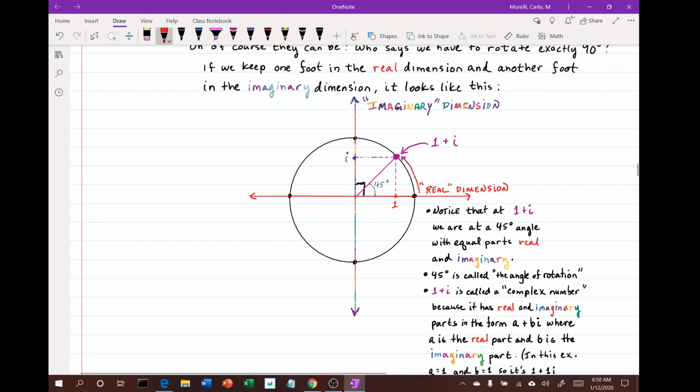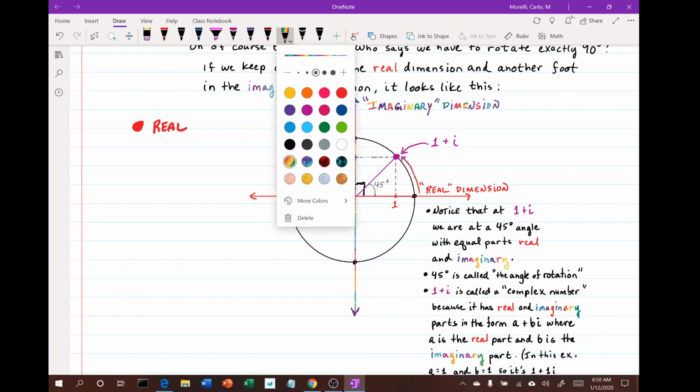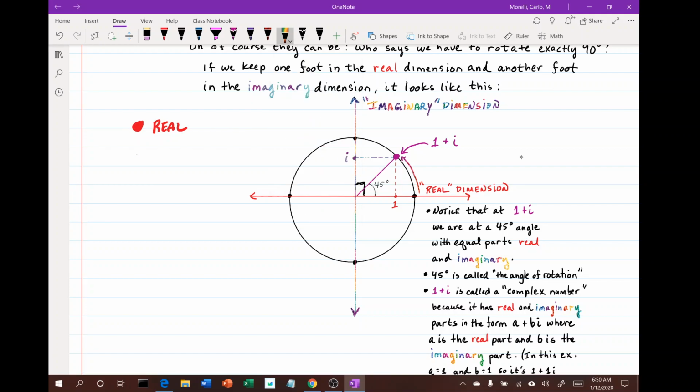So this axis here that I've drawn in that cool marker is the imaginary axis. And this red line here is the real axis. Throughout these notes, I've maintained that if you see something in this color, red, it means a real number. And if you see something in this cool color here, it means imaginary.